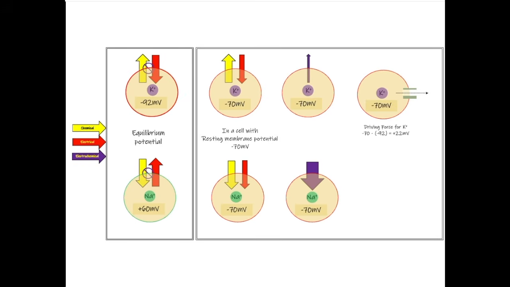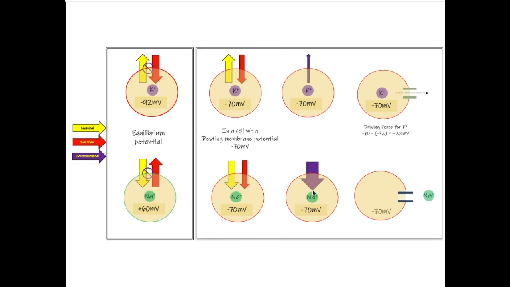We can actually calculate the driving force for potassium by taking the resting membrane potential of the cell and subtracting the equilibrium potential for the ion. So in this case, it would be negative 70 minus a negative 92, so the driving force for potassium would be positive 22 millivolts.